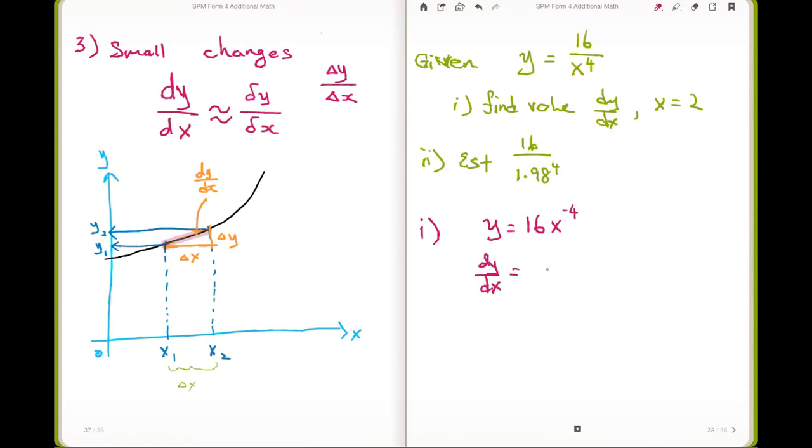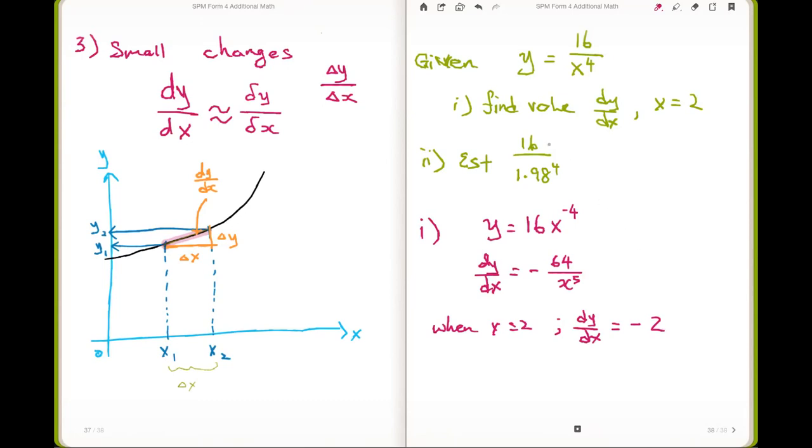Therefore, it's negative 64 over x power 5. Oh, sorry, it's not 5 here, it should be x power 5. So when x equals 2, my dy over dx, putting in 2 power 5, turns out to be negative 2.